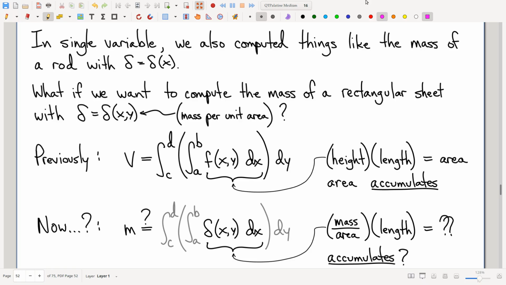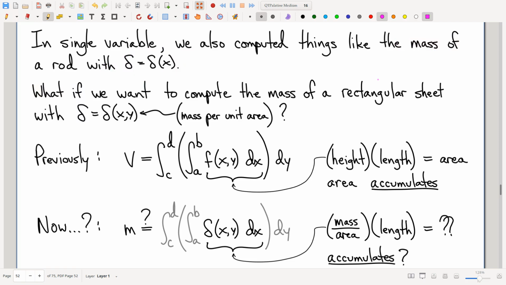In single variable, we computed stuff like the mass of a rod, where you're given density as a function of x. You're given mass per unit length as a function of position. You want to compute the mass of the whole rod. Y'all have done these kinds of examples, again, back in Calc 1, I assume. And what tool did we use to compute the mass of a one-dimensional distribution of mass? Well, with this exact same integral we used to compute area under a graph. Exact same integral. Just wherever the f was, you put delta instead, and it's the exact same integral. Wasn't that nice?